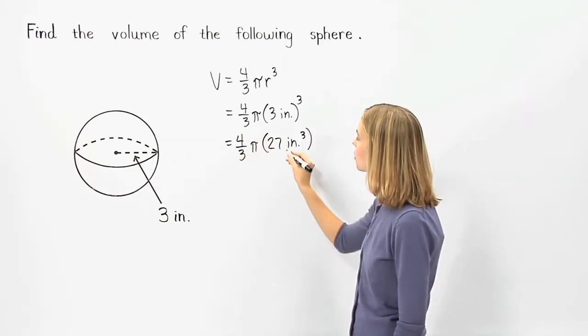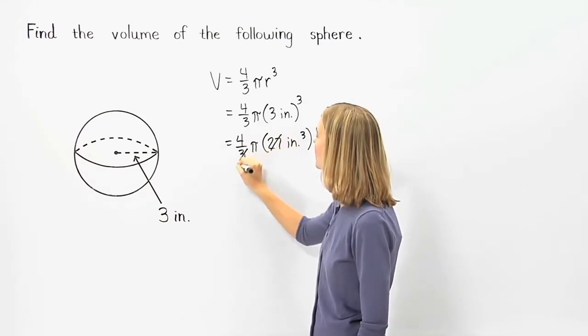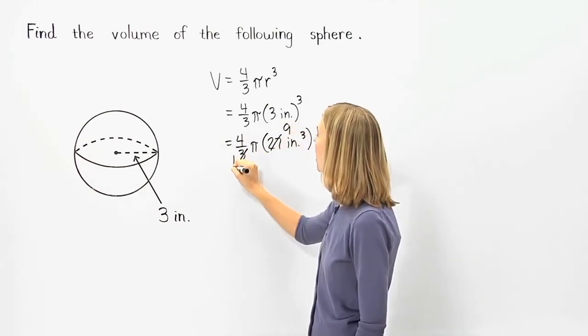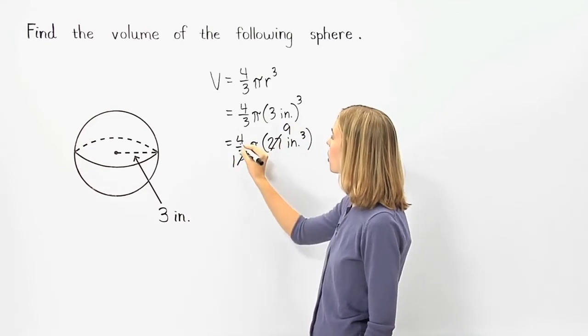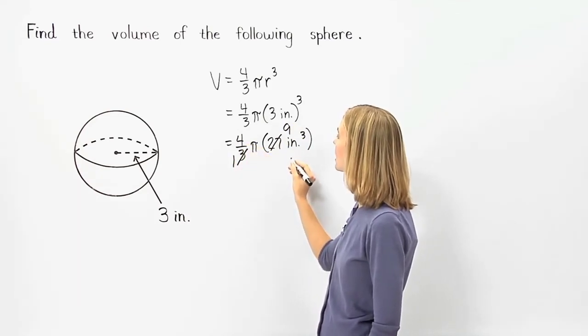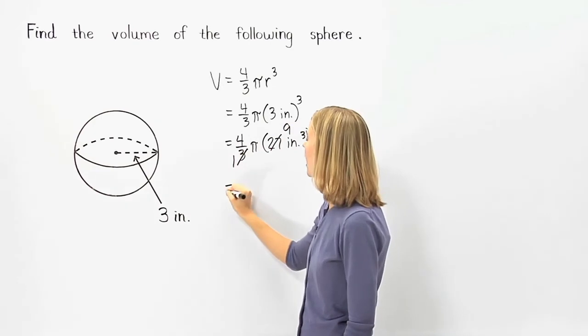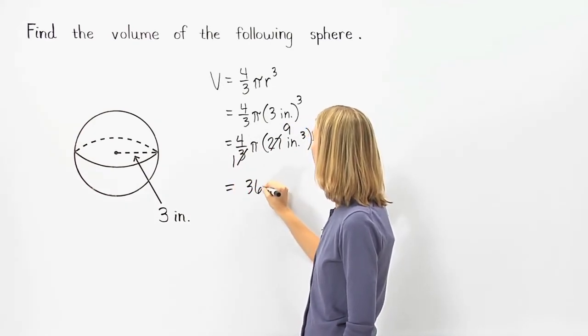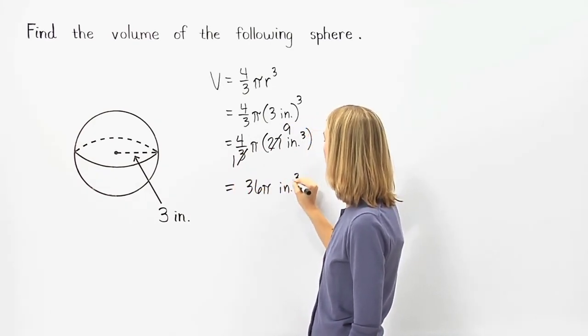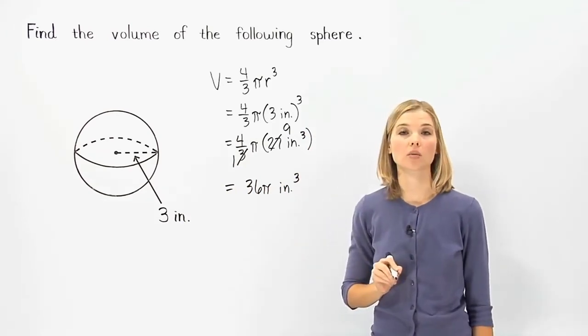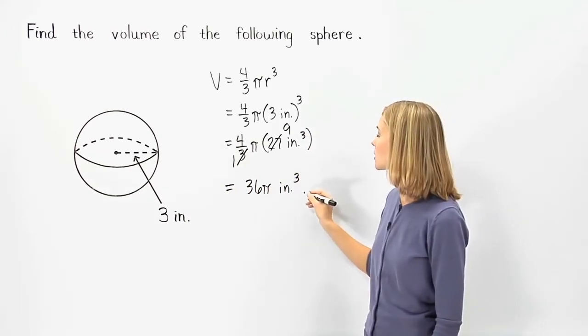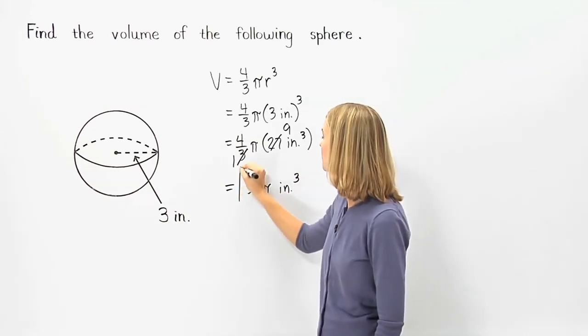Next, notice that the 27 and 3 cross-cancel to 9 and 1. And we have 4 times pi times 9 inches cubed, which simplifies to 36 pi inches cubed. So one way to write the volume of the given sphere is 36 pi cubic inches.